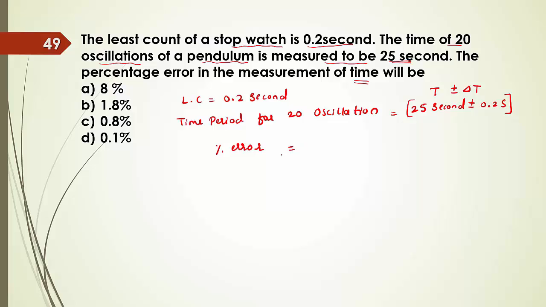How to calculate? See here, the least count is 0.2. Percentage error means delta T over T into 100. Relative error into 100 gives the percentage error. So delta T is 0.2 divided by the time period 25, into 100. So we will get the answer 0.8%. So 0.8% is the maximum error in the measurement of time. 0.8% means option C is right.